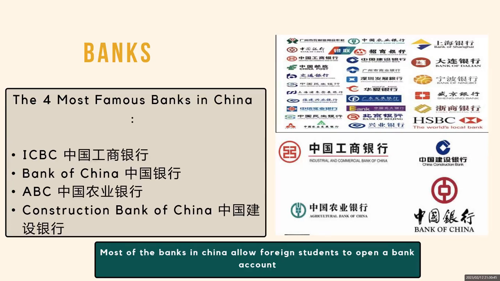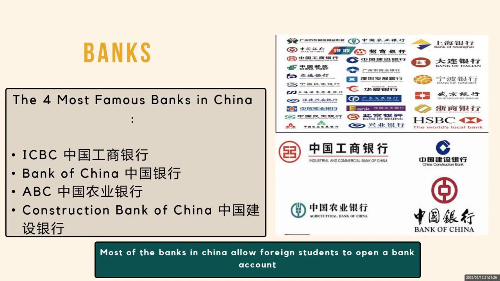So in China, normally there are more than 60 different banks, across China, of course. But most of the students will ask which are the four famous or top banks in China that we can deal with. First of all is ICBC Bank. Second is Bank of China. Third is ABC Bank. And fourth is Construction Bank of China. These four are the most popular and important here. However, other banks also accept foreign people, so don't worry about it. But these four are also important if your family decides to send you money internationally.